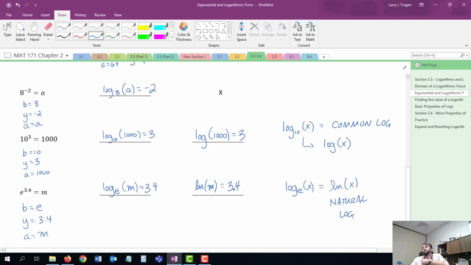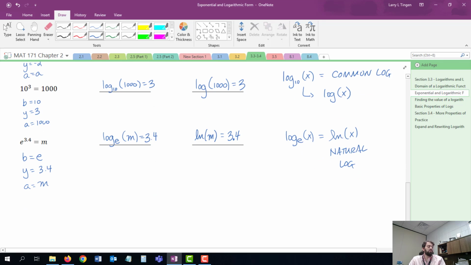These are going to be the ones you use mostly because change of base formula can be confusing, and a lot of calculators don't allow you to plug in logs that don't have either base 10 or base e. So you're going to see natural log as we move through this chapter. It's going to become more and more popular.